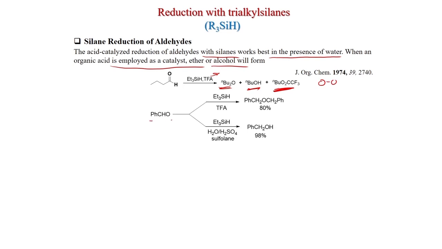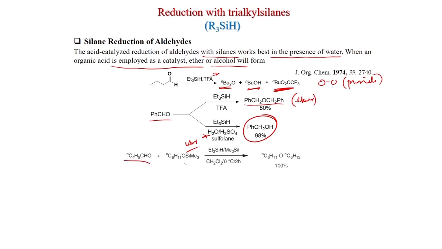And now benzaldehyde, when treated with triethylsilane and TFA, you get this ether. So this is the peroxide actually. Peroxide is formed. And here the ether is formed when triethylsilane and water are used. So water is added here, then you get the alcohol with H2SO4 as the catalyst.